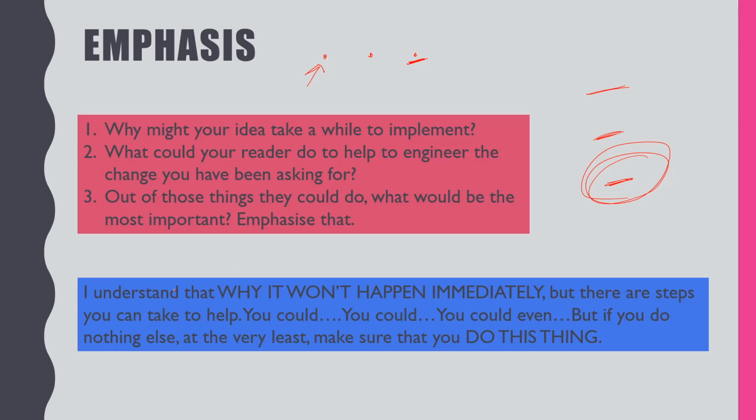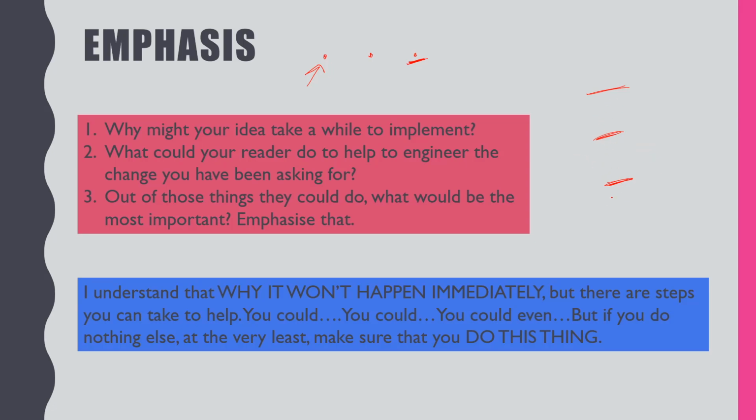So you write it like this. I understand that, and then put why might it take a while to implement. So I understand that, why wouldn't it happen immediately? But there are steps you can take to help. You could put the first thing here. You could put the second thing there. You could even put a third thing there. And then you say, but if you do nothing else, at the very least, make sure that you, and then put the actual thing that you want them to do there. So I actually got this a little bit wrong.